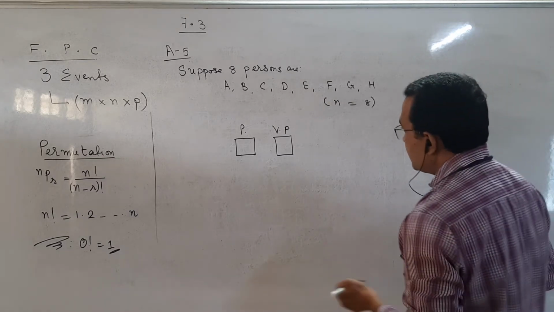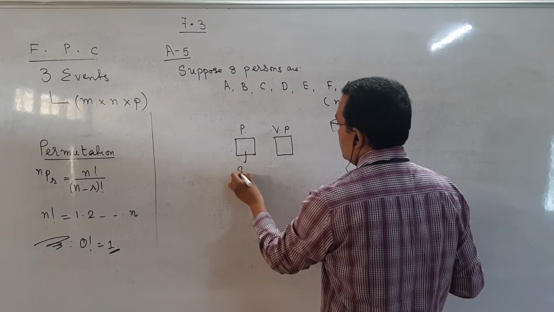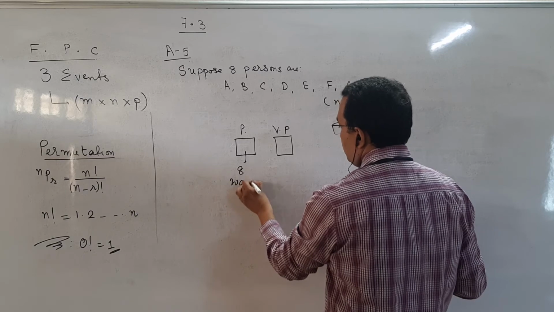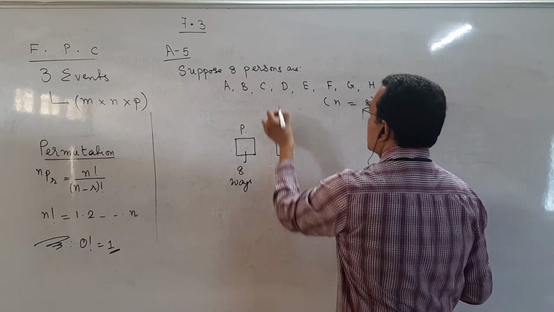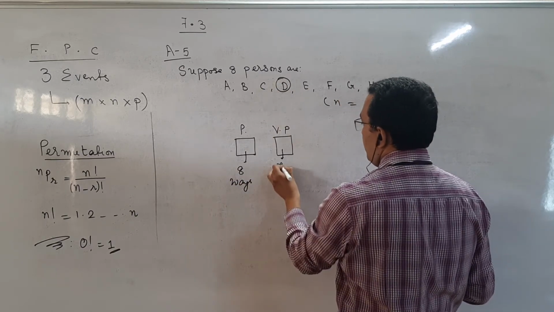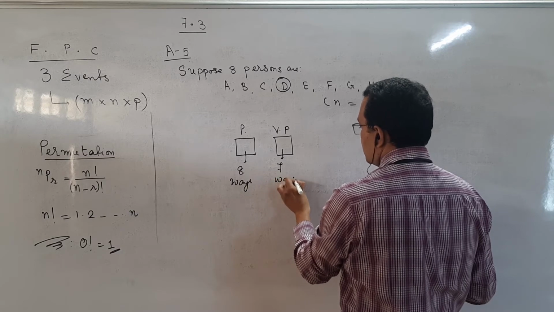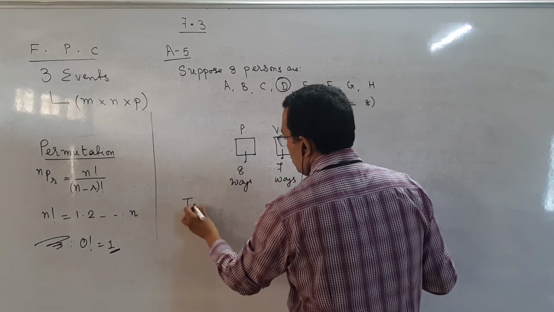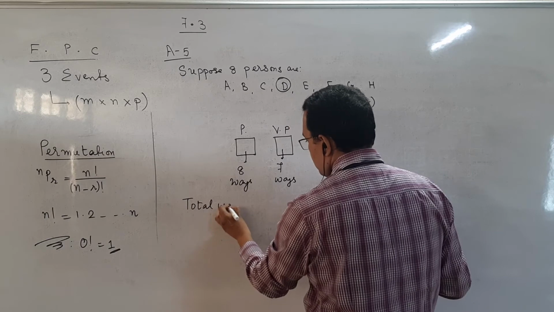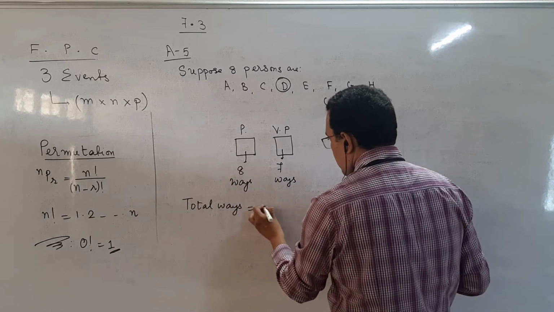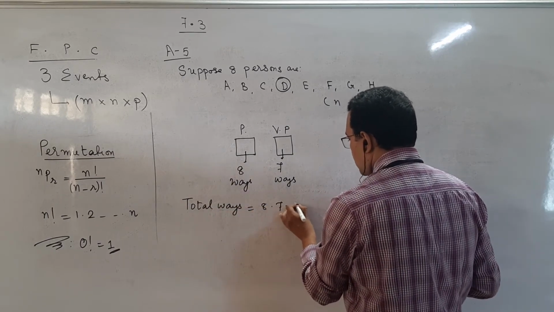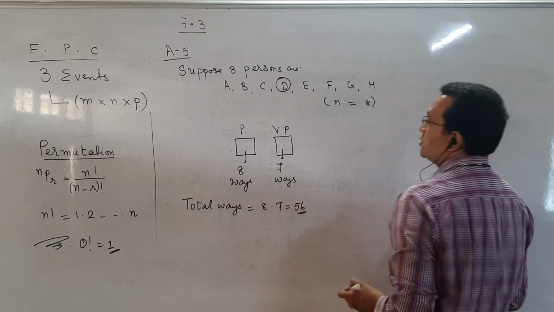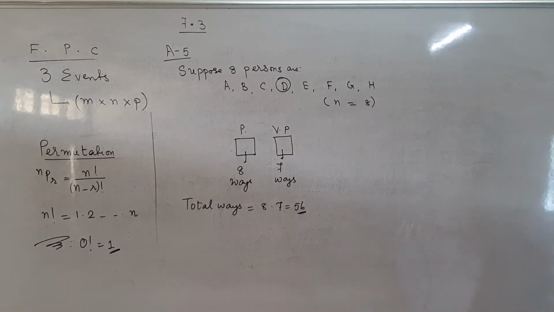Now for president, I have 8 choices. So Mr. President can be chosen in 8 ways. Suppose D is Mr. President, so for Vice President I have 7 ways. So total ways are 8 into 7, and that is 56, in which Mr. President and Vice President can be selected.